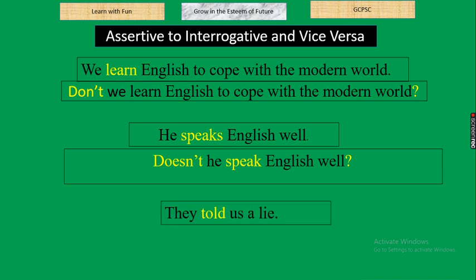They told us a lie. What is the rule here? Regarding told, it is only verb 2, the past tense of the verb. What will happen? Didn't at the beginning of the sentence, then the base form of the verb. As we have taken did, there will be tell. So, didn't they tell us a lie? At the end there will be a question mark. In case of only verb 2 in a sentence, didn't at the beginning and then the base form of the verb. I think this is quite easy.